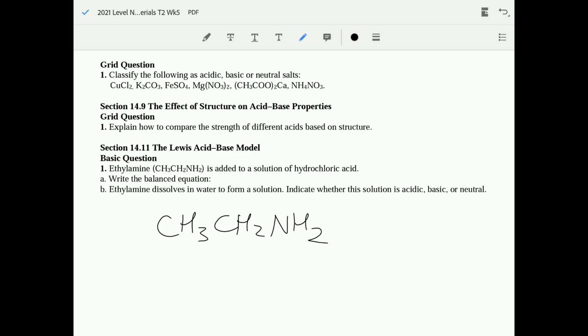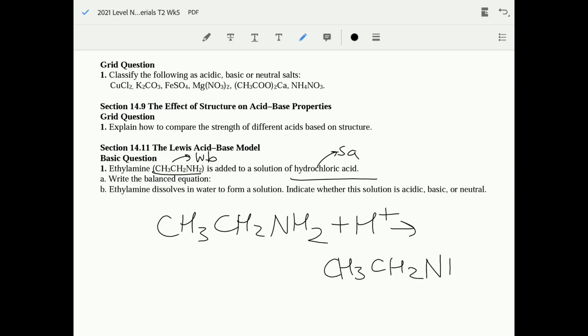Well, we should note that whenever we're talking about balanced equations with acid base, if it's a strong acid, we represent it only by H plus, not the full formula. If it's weak, we write the full formula. If it's a strong base, we write only OH minus. If it's weak, we write the full thing. So since this is a weak base, we write the full thing. It's a strong acid, we only write H plus. To give CH3CH2NH3 plus.